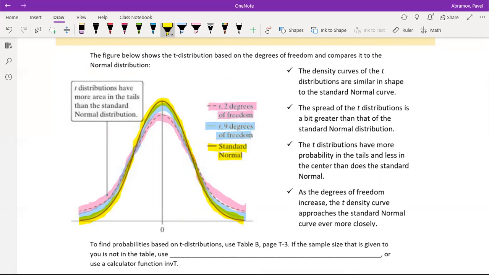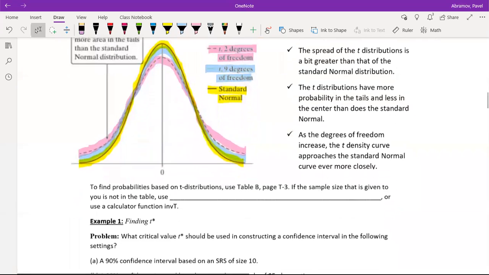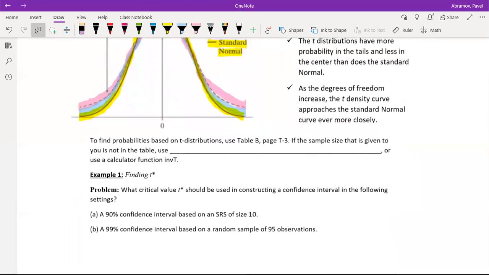So in other words, we can see that the shapes are very similar to the normal curve. We can see that the spread of the t distribution is a little bit greater than the normal distribution. Therefore, the t distributions have more probability in the tails and less in the center than does the normal curve. And as we already discussed, as the degrees of freedom increase, the t density curve, or the t distribution, approaches the normal distribution.